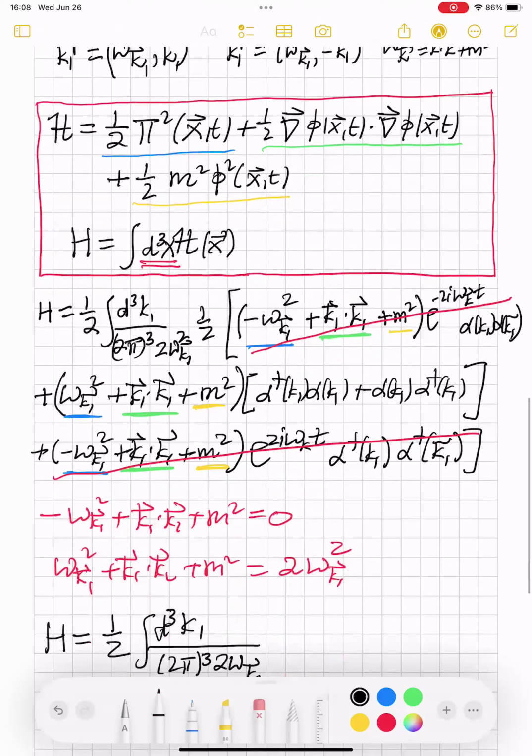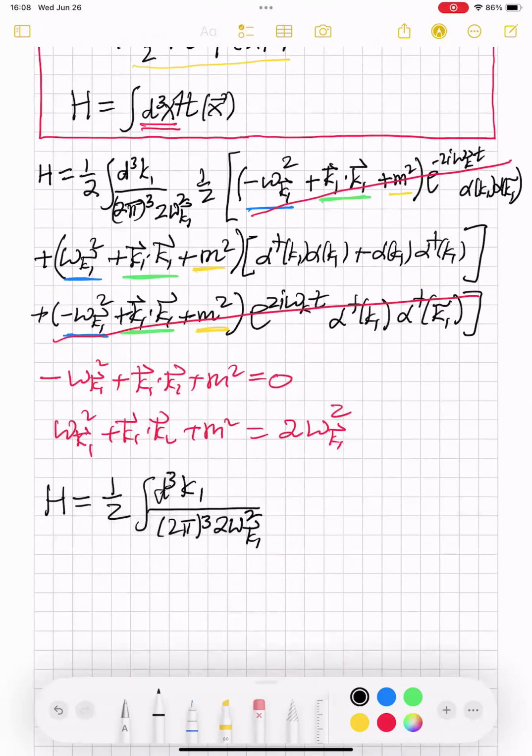So go ahead, do all of the integrals. We only did the pi squared integral, but do all of them, and you'll get the answer that I'm writing down now. And then this round bracket over here is 2 omega k1 squared times the 1/2. This just gives us omega k1 squared. And then this is multiplied by alpha dagger of k1 alpha of k1 plus alpha of k1 alpha dagger of k1. And the 2 omega k squareds cancel.